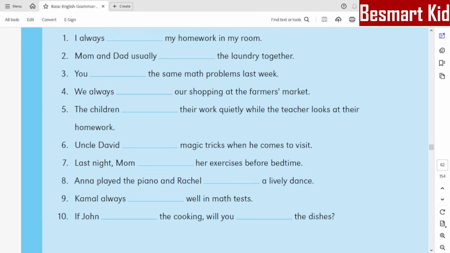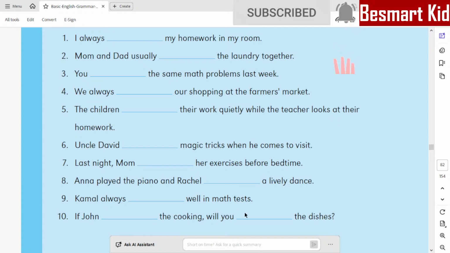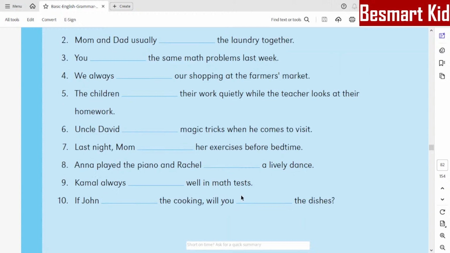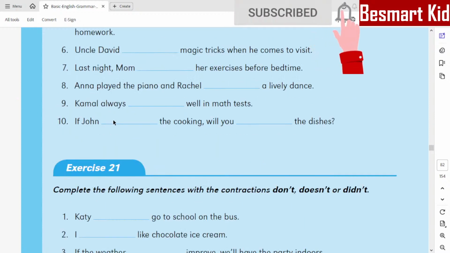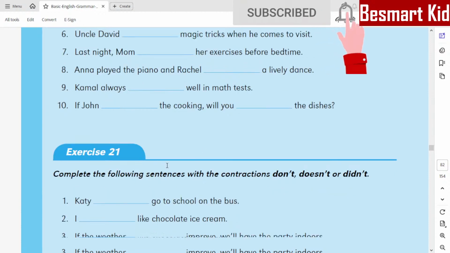Eighth, Anna played the piano with Rachel. Did a lively dance. Kamal always does well in maths test. If John did the cooking, Dash will do the dishes.